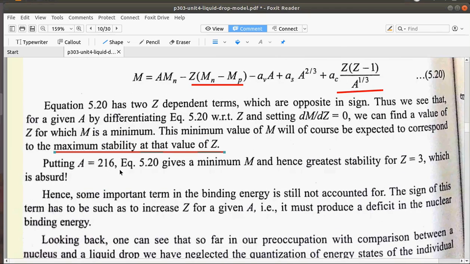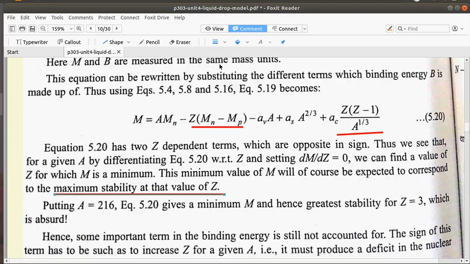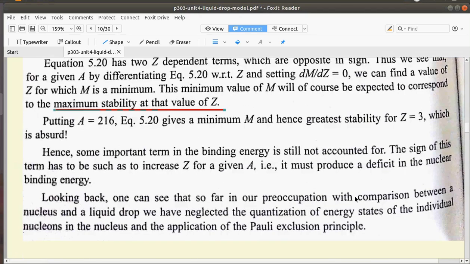For example, if you put A is equal to 216, then the answer gives a minimum M, and hence the stability, for Z is equal to 3, which is absurd. So in this equation, if you substitute A is equal to 216, then what we find is that the stability is found for Z is equal to 3. What is Z is equal to 3? Lithium. But at A is equal to 216 lithium does not occur anywhere. So this is a wrong answer. This is not supposed to happen. So we are missing some important information.